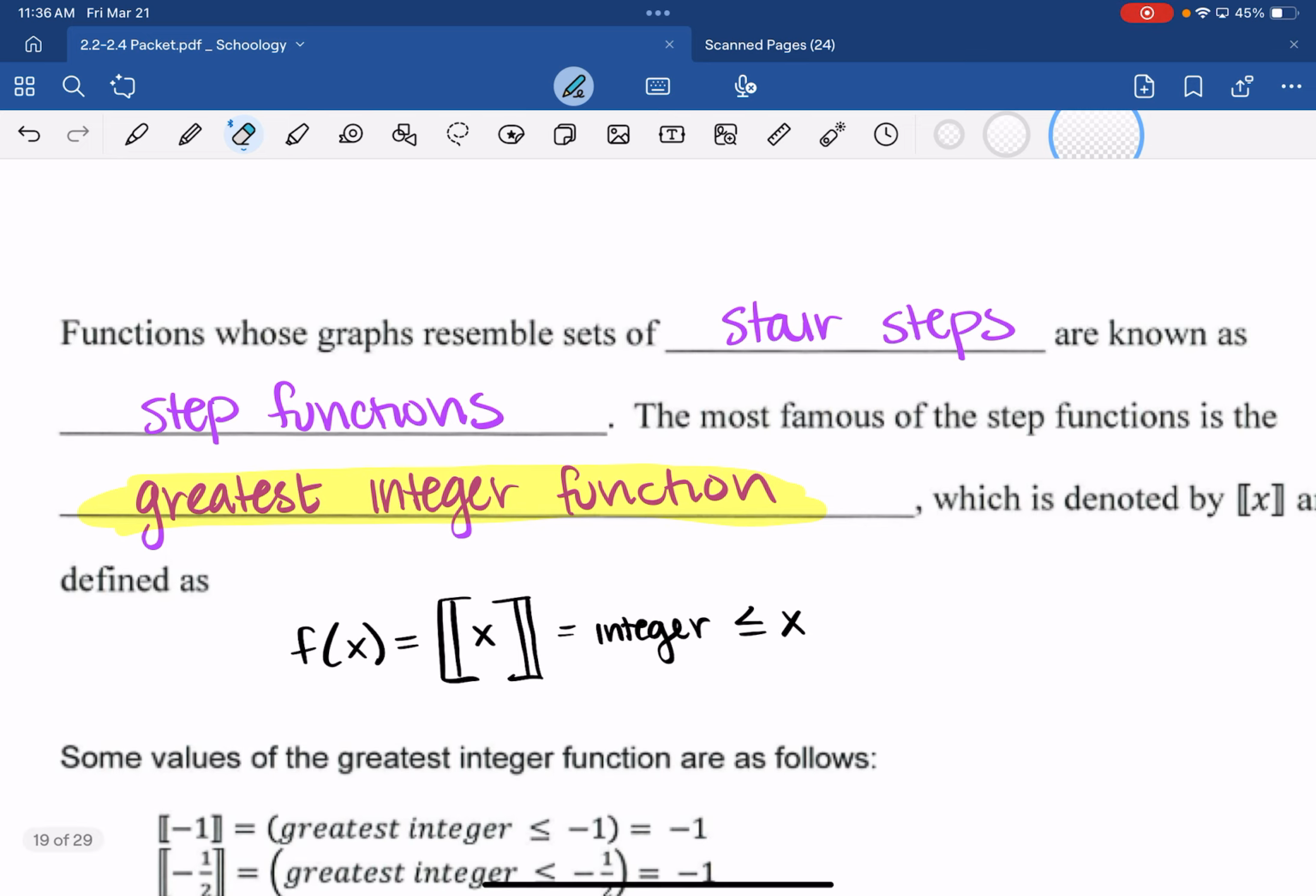So f of x equals my funky notation here. My answer is always going to be an integer that's less than or equal to whatever's inside this. Now, good question. Integers are all my nice numbers on a number line, like 1, but my negatives are also included, like -1, -2, -3. So no decimals or fractions. Basically whole numbers, but we include the negatives. That's why we say integers.